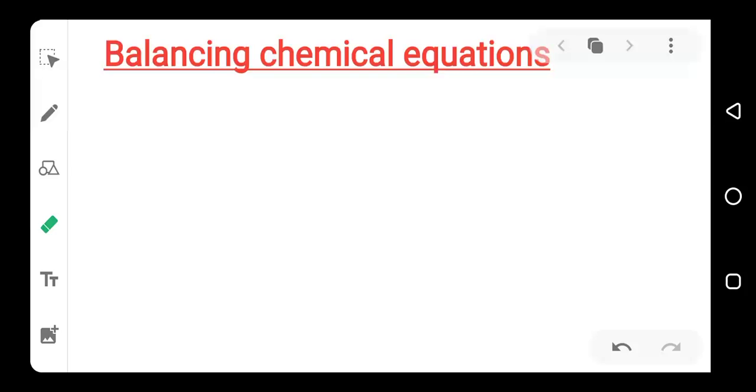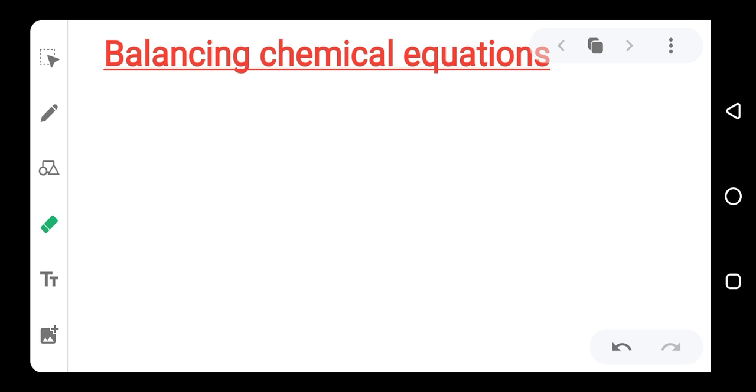Today we want to learn how to balance chemical equations. The goal of balancing chemical equations is to make sure that the total number of atoms of each of the elements on the left-hand side of the equation is the same as the total number of atoms of the elements on the right-hand side of the equation.